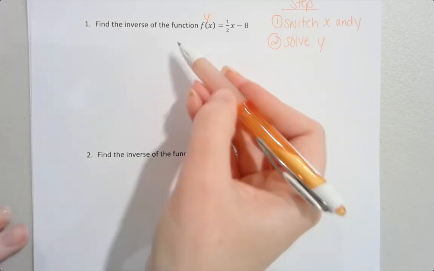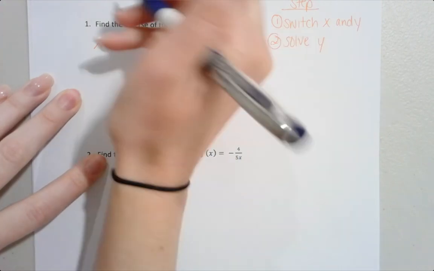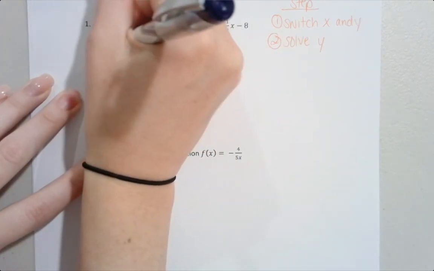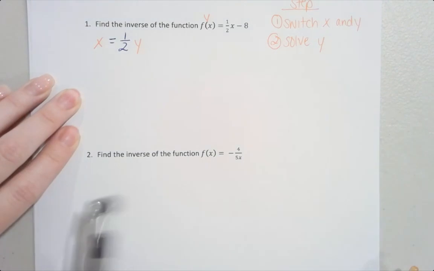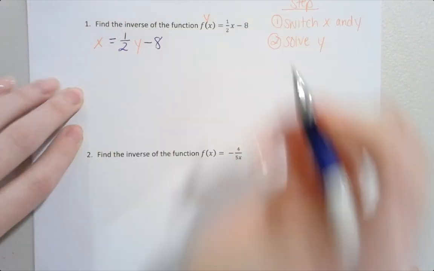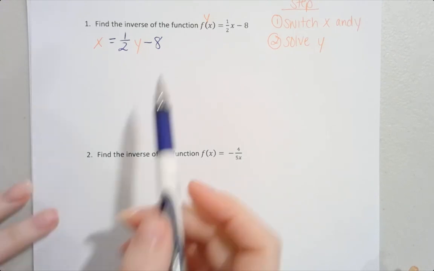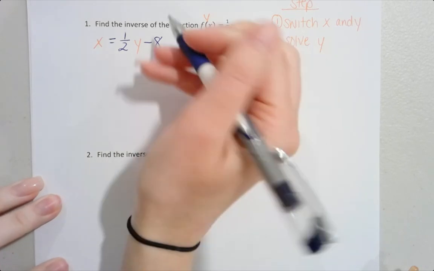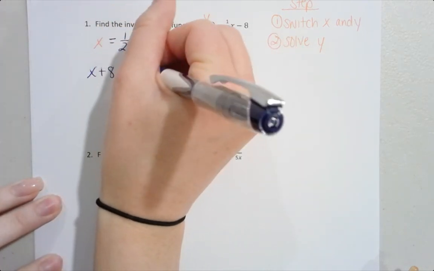So I'm just going to rewrite this first step as x equals 1/2 y minus 8. As you can see, it changed nothing except for where the x and the y appear in this equation. And now, step 2, I'm just going to rearrange and solve for y. So that means I'm going to add 8 to both sides. So I'm going to get x plus 8 is equal to 1/2 y.